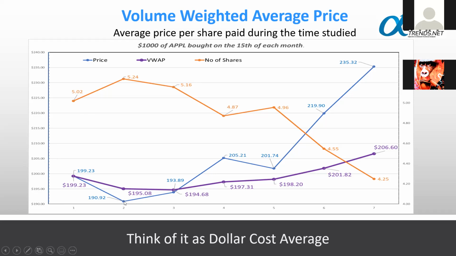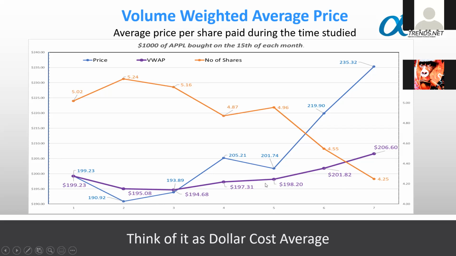Well, the next month, the stock dropped to 191, let's just call it. Now you bought 5.24 shares. You bought more shares because the price was lower. Now your volume weighted average price, your dollar cost average, isn't 199. Now you've averaged it to 195. All the way over when the stock is 235, now you're only buying 4.25 shares with that same $1,000.